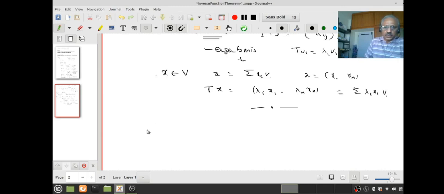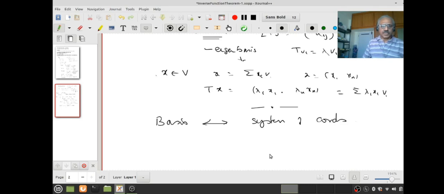Okay, so keep that in mind. Change of basis gives a new system of coordinates, right? Each ordered basis, of course, corresponds to a system of coordinates. Change of basis means I am changing the system of coordinates. You follow that? So this is usually called a linear change of coordinates, because I am doing it linearly.